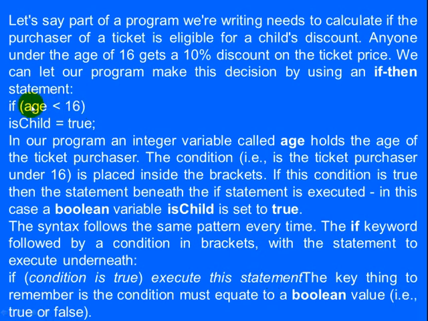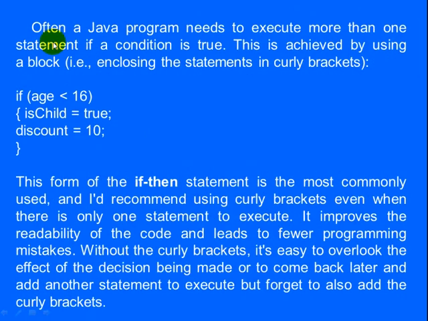After the evaluation of this expression, it must evaluate to true or false. That is the mandatory point we must note while writing the condition. Often a Java program needs to execute more than one statement if a condition is true. This is achieved by using a block, that is enclosing the statements in curly brackets.